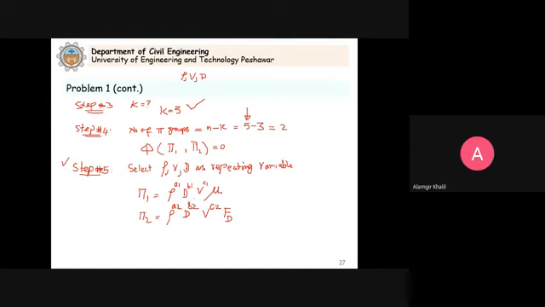Now, because we assign these arbitrary exponents, we need to calculate their values like we did in the Rayleigh method, using the principle of dimensional homogeneity.